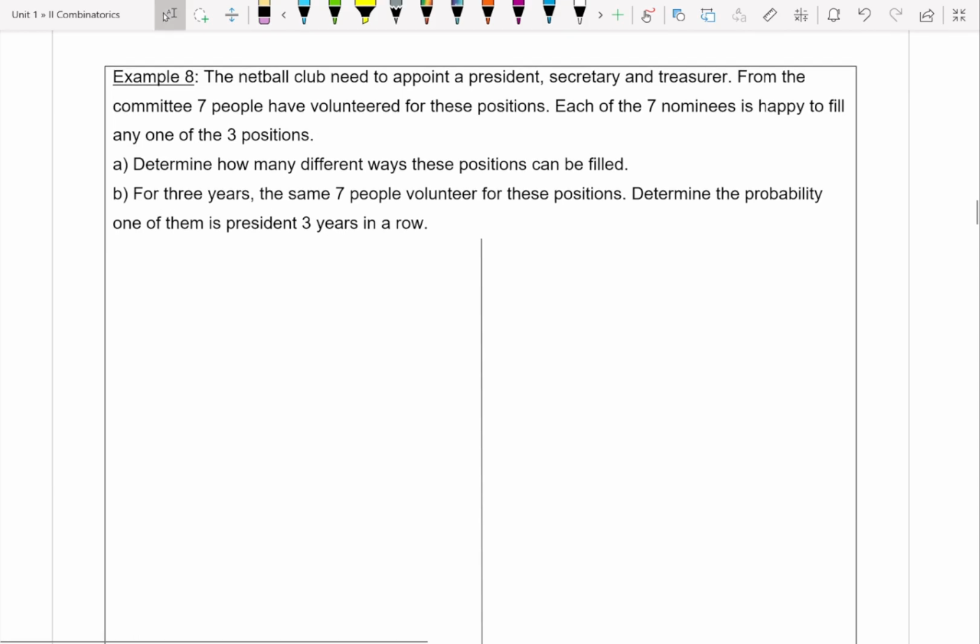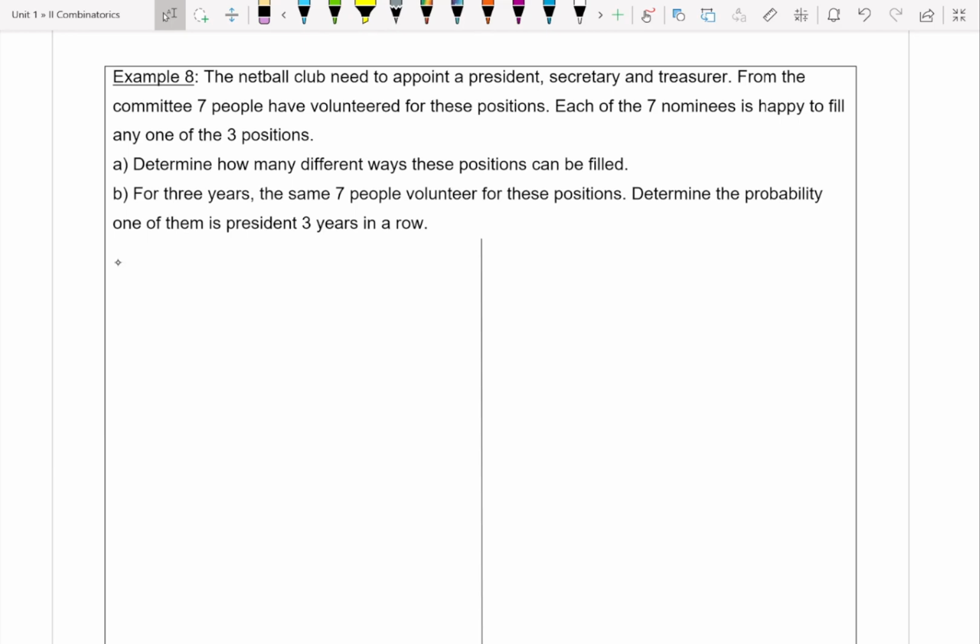Okay, example 8. The netball club needs a president, secretary, and treasurer. From the committee, 7 people have volunteered for these positions, and each of the 7 nominees is happy to fill any one of these 3 positions. Determine how many different ways these positions can be filled.